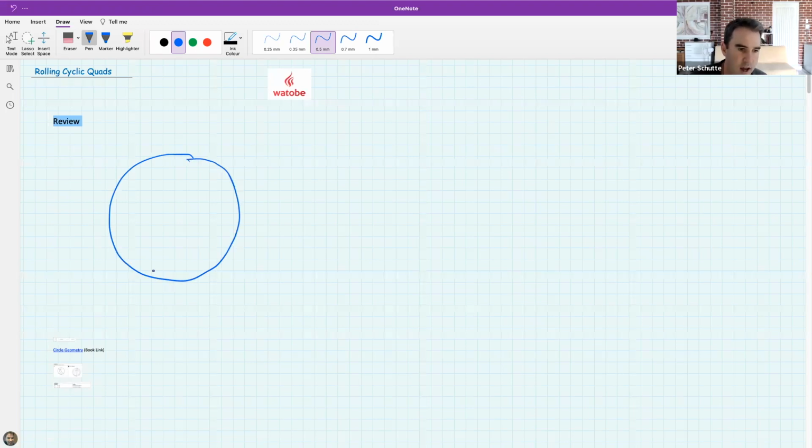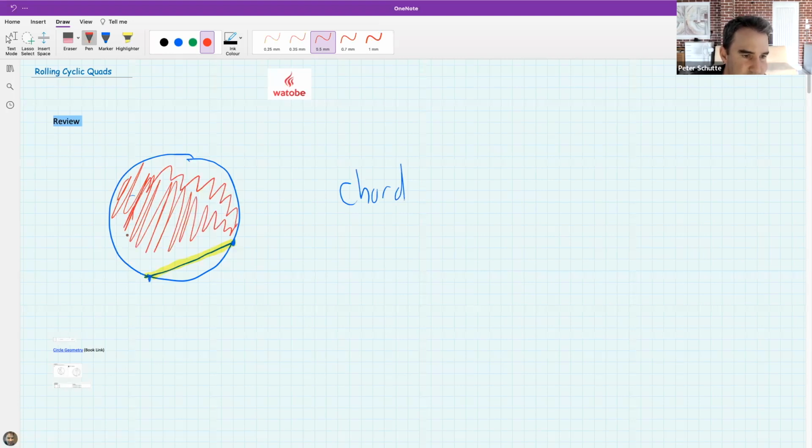So I want you to tell me in the chat what this yellow line is called in circle geometry. Okay, so I see lots of students who know this. A line across from one side to here is called a chord. Now, what do we call this area over here that I'm coloring in red that is divided by the chord?